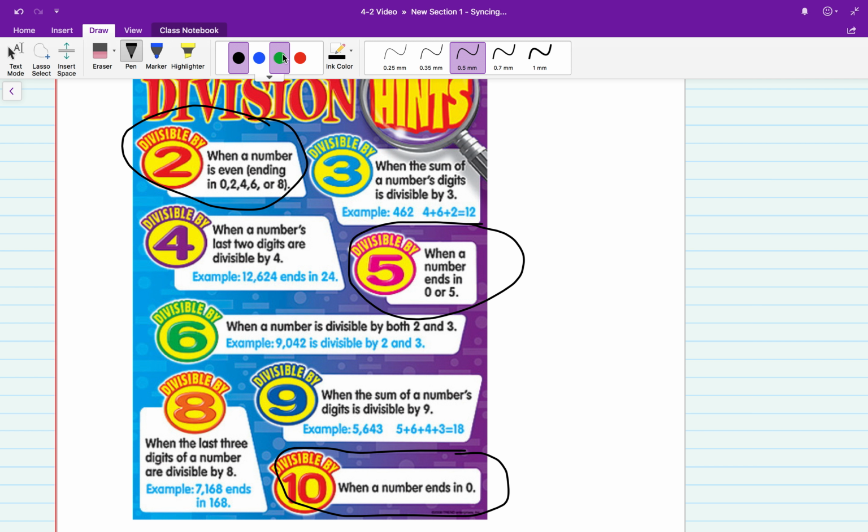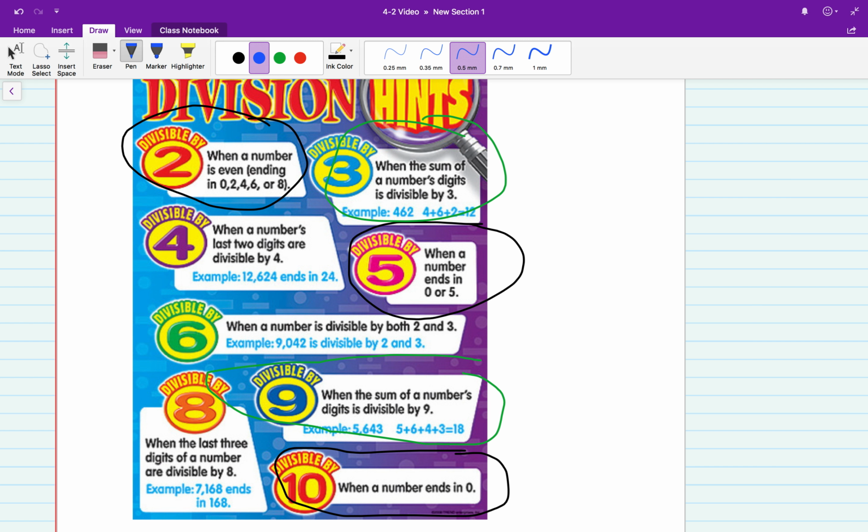Now I'm going to look at some of the ones that might be new. So I'm going to first look at 3. 3 says you have to add up the digits. So you add up all the digits. If that new sum is divisible by 3, the big number is divisible by 3. So here's an example of 462. 3 partners with 9. We look down here, the rule for 9. You add up the digits. If the sum's divisible by 9, the original number was divisible by 9.